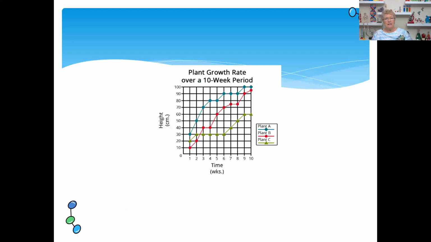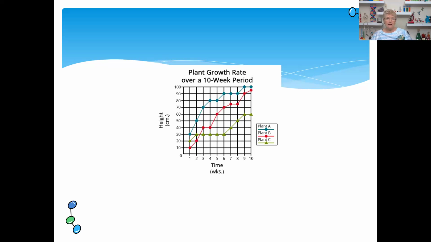So here you can see an example of a line graph that is comparing 3 different data sets. It asks you, which plant grew the most? Okay, which plant grew the most? Now, when you first look at this, you might think it's A because A is the tallest at the end, but that's not what it's asking. It's asking which grew the most. What was the plant growth rate?